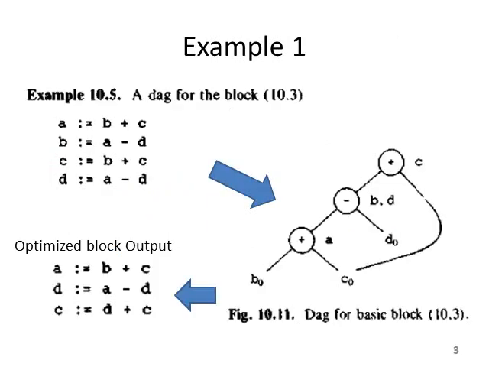So first we consider this example. In the example, the block represented here has 4 statements, and you identify that the first and third statements, whose right part is b plus c, are common. If they are common, we can optimize the block. To optimize it, we can take the help of a DAG.